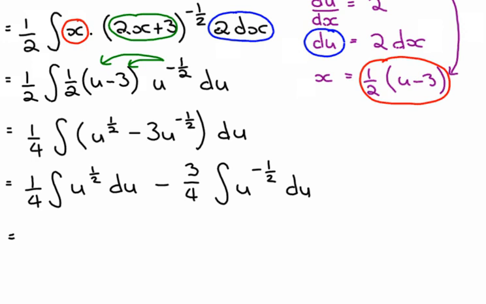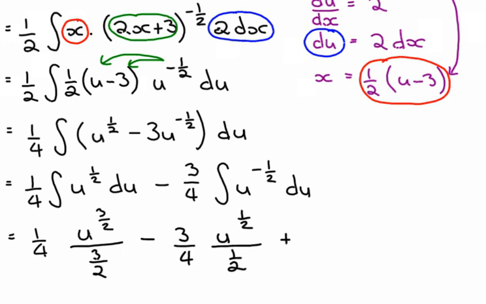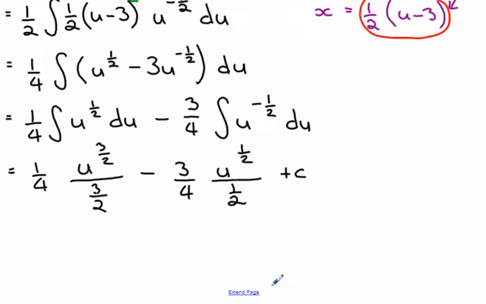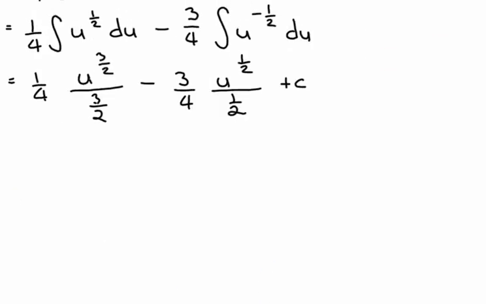Now if I integrate that, just using the power rule, there's my quarter. I add 1 onto a half to get 3 over 2, as long as I divide by 3 over 2. Minus, there's my 3/4. I add 1 onto negative a half, which is a half, as long as I divide by a half, plus my constant of integration. Let's pretty that up a little bit. So a quarter divided by 3 over 2 gives me a 6. u to the power of 3 over 2 is u to the power of 3 rooted. 3/4 divided by half gives me 3 over 2. And that's root u plus c.